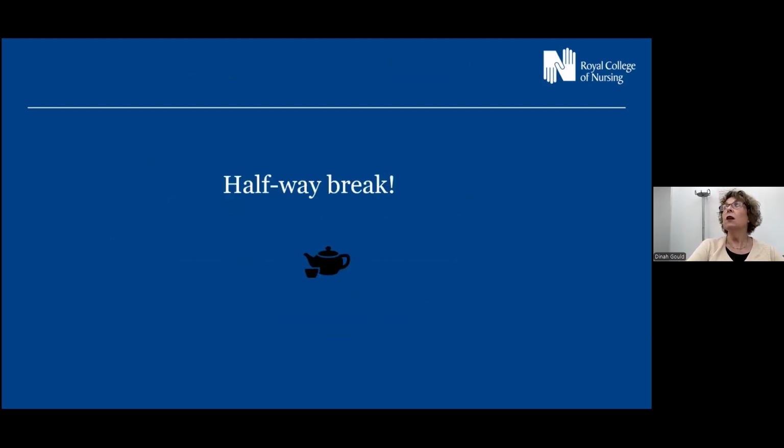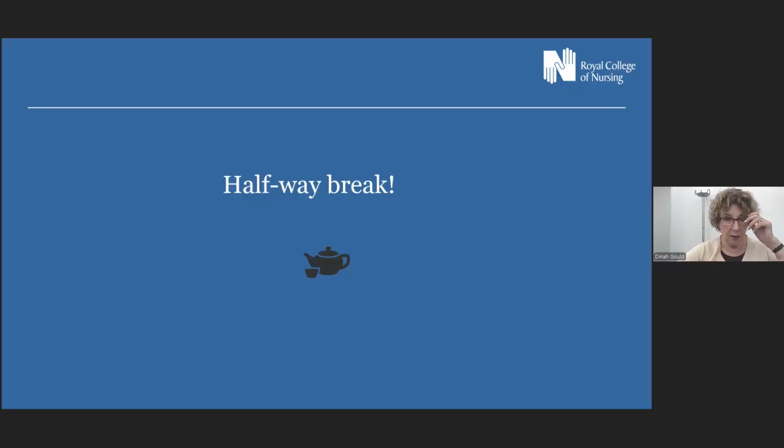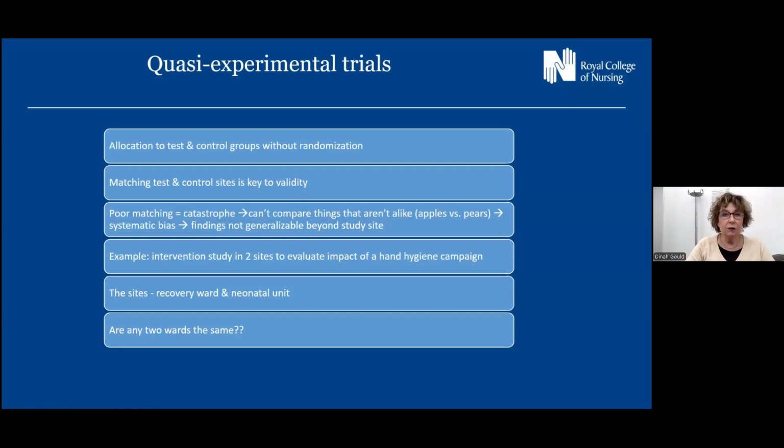Now, I've been talking here for nearly an hour, so this would be a good time for people to have a break. So let's look at the kind of trials that you can do when you can't have randomization. Sometimes randomization is impossible. So when we can't randomize for practical or ethical reasons, then we have to match our test and control groups.